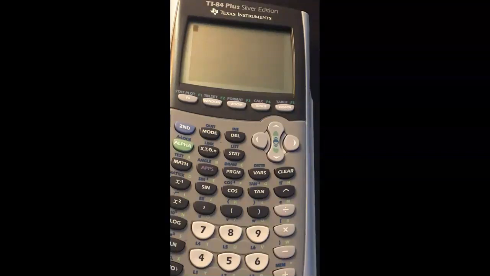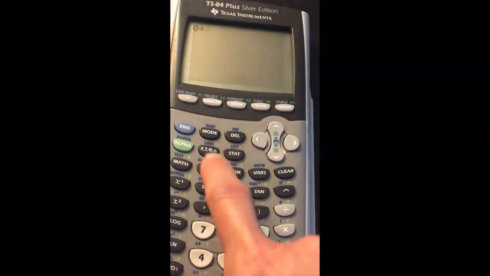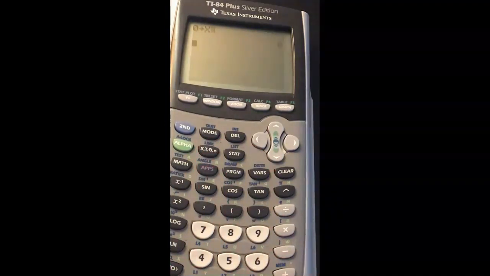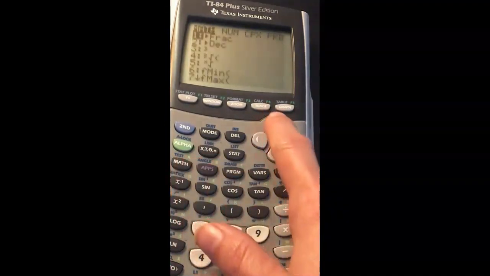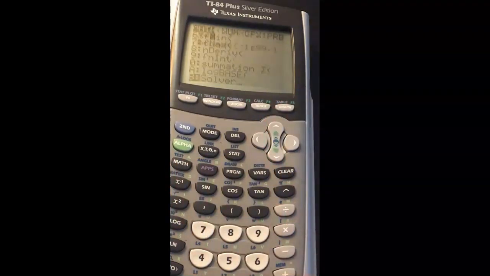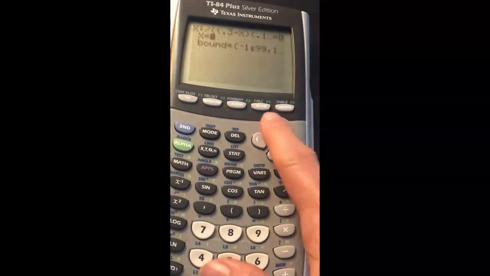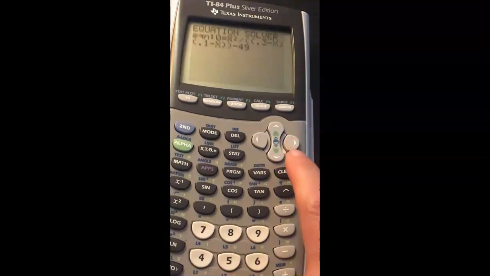Remember how we start? We go 0, store, X. That clears out the calculator. We're going to go math, and then math up and hit enter. And then you've got all that previous one in there, so just hit the arrow up and hit clear. It'll clear it all out for you.